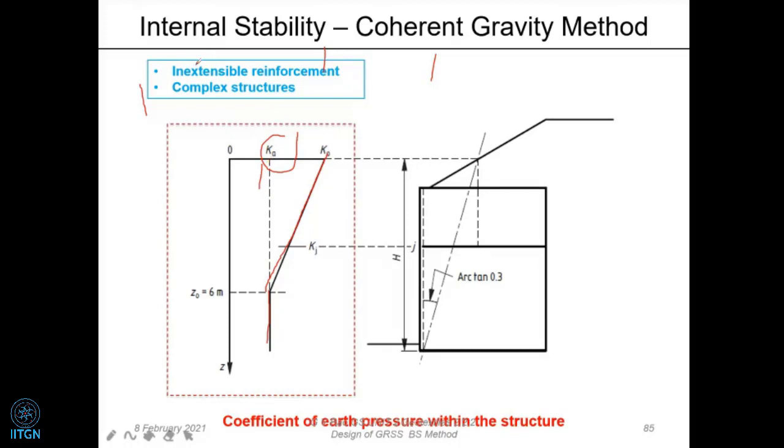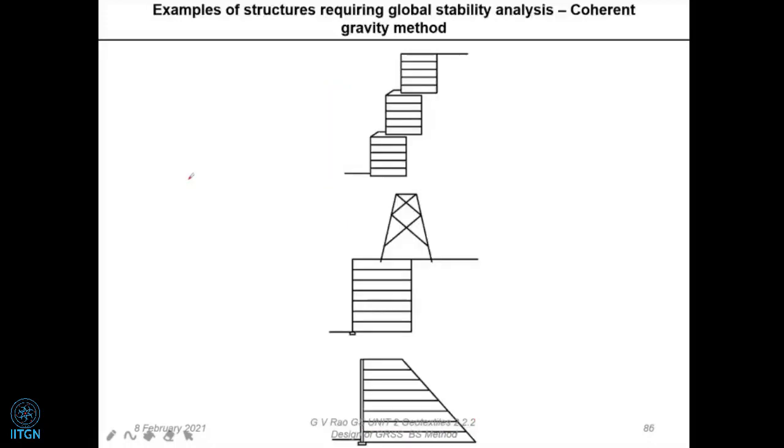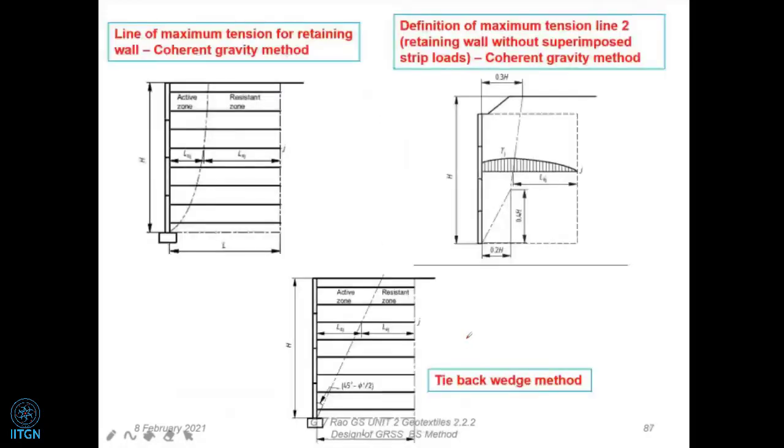So that is the first difference. And mind you, this is for inextensible reinforcement like metals, and also for complex structures. Complex structures are, let us say, where a number of tiers are there, a 3-tier wall, or on the wall there is a big tower kind of thing, say electricity transmission towers, or when the lengths of the reinforcement are so widely varying. So for all these critical structures, we are to do the second method also, not the first method alone.